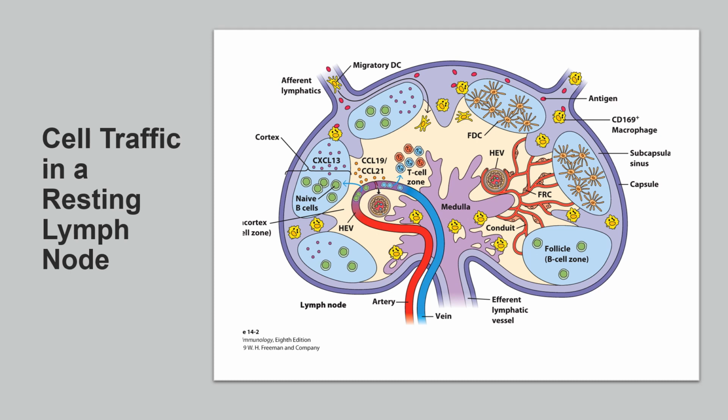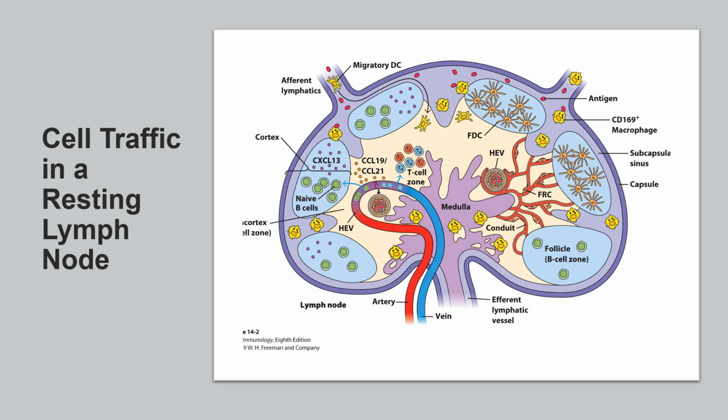So, cells trafficking through a resting lymph node. The organization of lymphocytes within these secondary lymphoid tissues is important for increasing the chances that T cells and B cells will encounter their cognate antigen. What we've got here are a bunch of follicles in a lymph node. These are typically B cell rich environments.